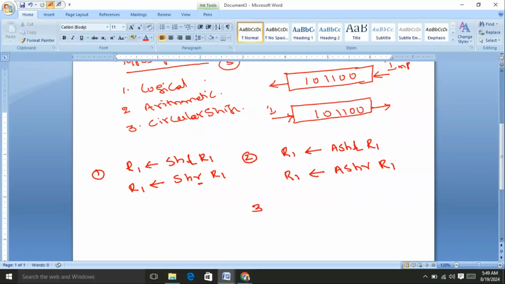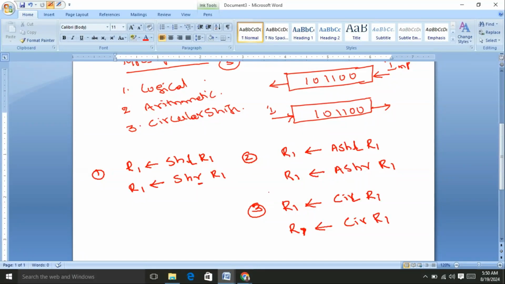The third one is the circular shift. R1 is replaced with CIL of R1. That means the content of the register R1 is shifted left one bit circularly. In the same way, R1 is replaced with CIR of R1. The content of the register R1 is circularly shifted one bit right.